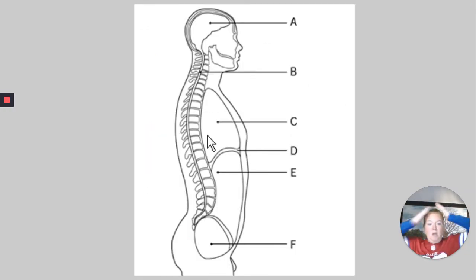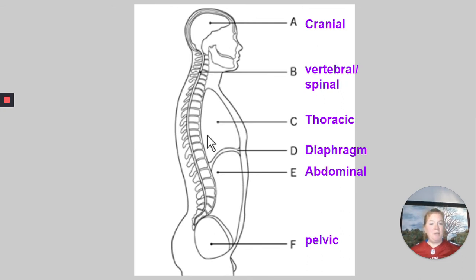So A would be cranial, B would be spinal or vertebral, C would be thoracic, D would be that diaphragm, that muscle, E would be abdominal, and F would be pelvic. Together, E and F would be abdominopelvic.